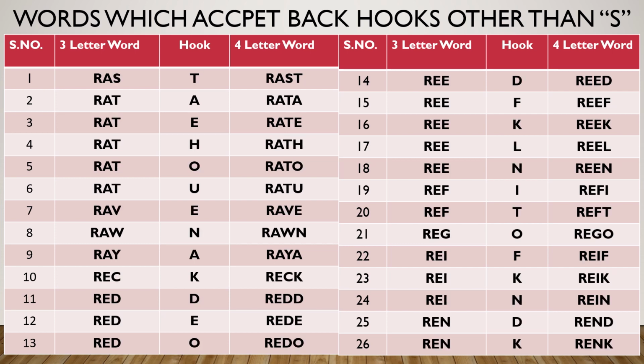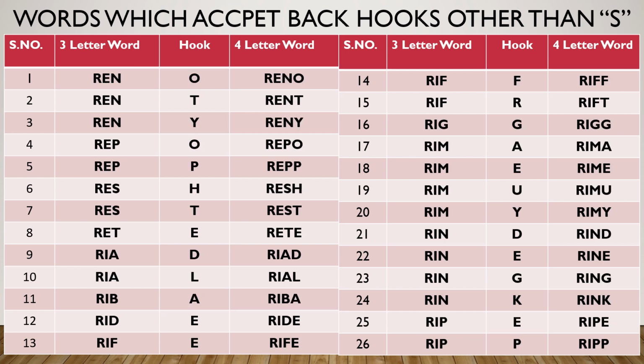And RAS continues on this slide as well, making RAST with T, and then RAT makes RATA with A, RATH with H, RATO with O, and RATU with U. And RAV accepts just E, making RAVE, and RAW accepts only N, making the four-letter word RAWN. And we can have a look at the remaining words.